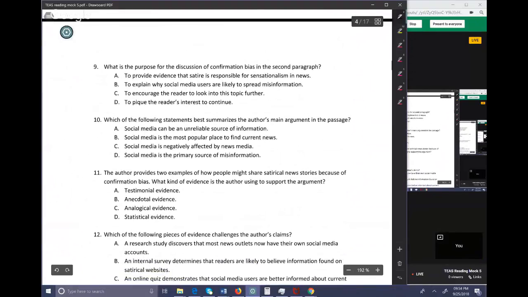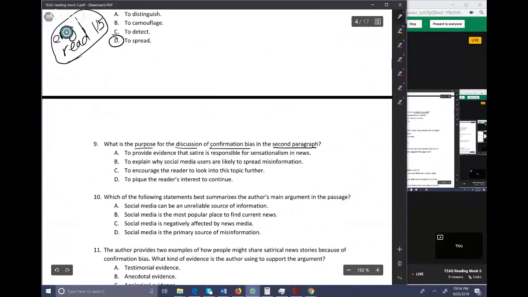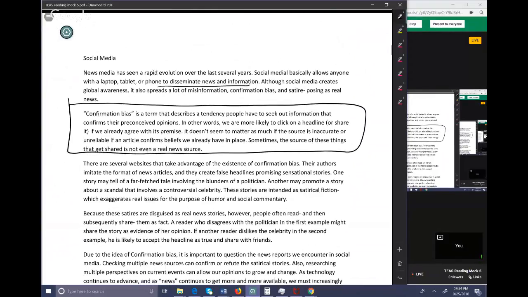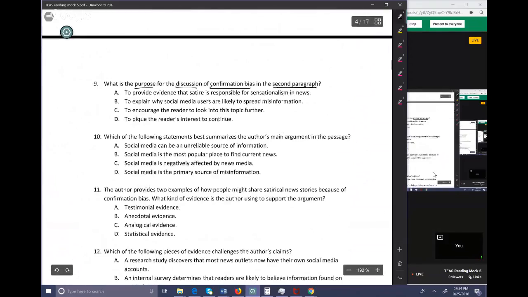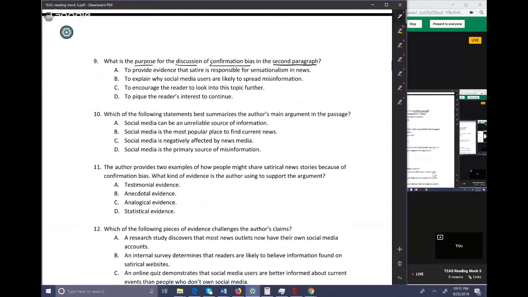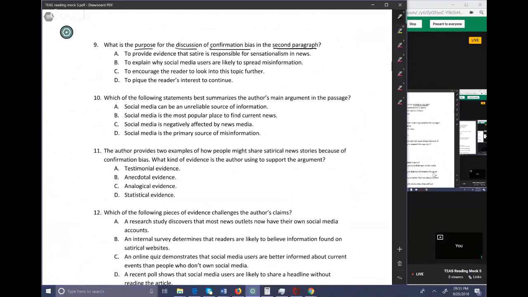What is the purpose for the discussion of confirmation bias in the second paragraph? So the second paragraph is where confirmation bias is brought up. It's defined. We talk about what it is, how it happens, and how it fits into a social media context. And the question is, why is it discussed in the second paragraph? So the answer to that one is going to be B. You'll notice that again, and this is a really tricky mock test. There's a reason that this is version 5. You have several things going on.